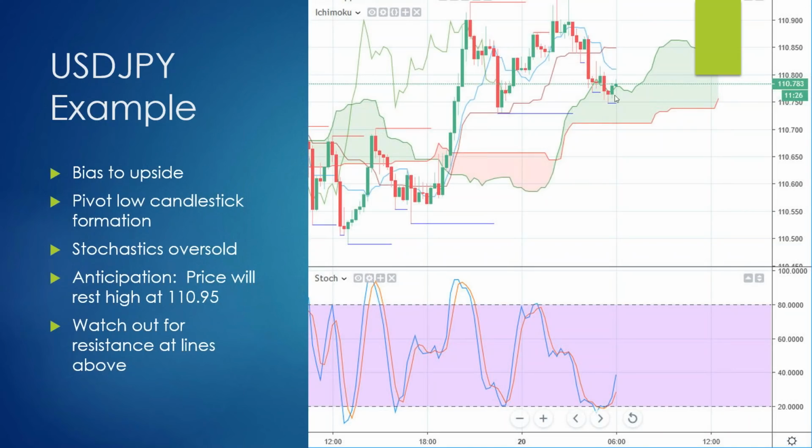You have a pivot low formation that has occurred. You can also see down here that the stochastics is oversold. Okay? So your anticipation, and I really do believe in anticipating where price will go, your anticipation is that price will retest the high up here at 110.95. Okay? Does everybody understand that?